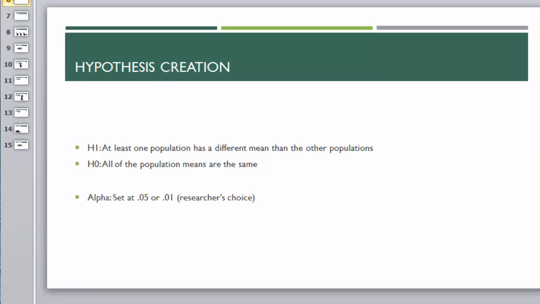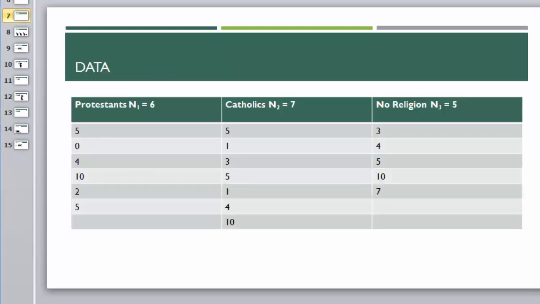The null hypothesis in our example is that all of the religious populations have the same mean hours of reading the news. We're going to set our alpha at 0.05. You could either set the alpha at 0.05 or 0.01. Let's take a quick look at our data. We have 6 Protestants, 7 Catholics, and 5 non-religiously affiliated individuals, and these are their number of hours spent reading the news during a given week.